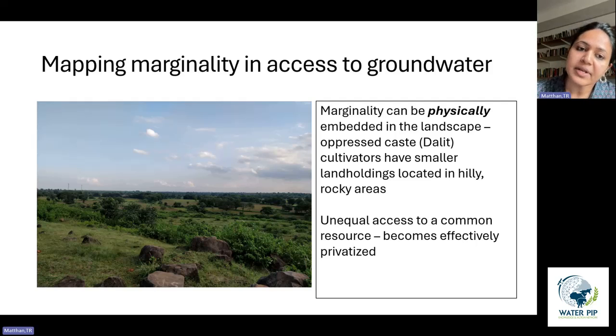So what ends up happening is that you have a common resource, groundwater, which becomes effectively privatized as a result, because it is dominant caste, big landowners who can effectively access this common resource and use it for their private irrigation.